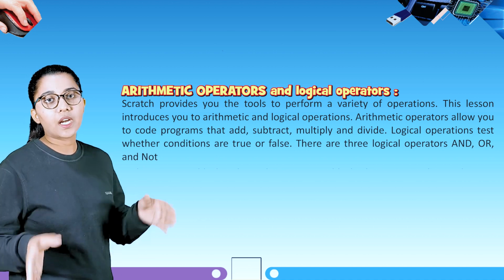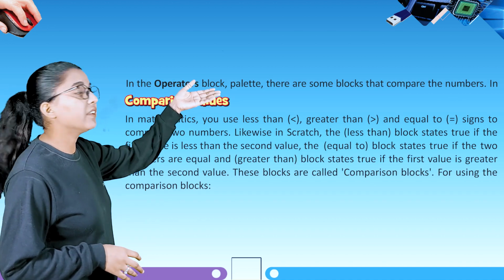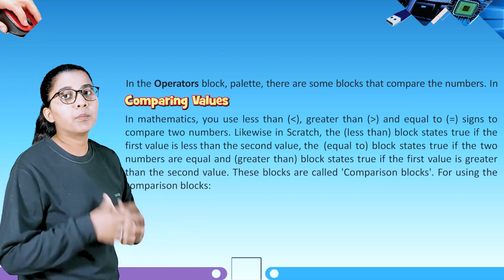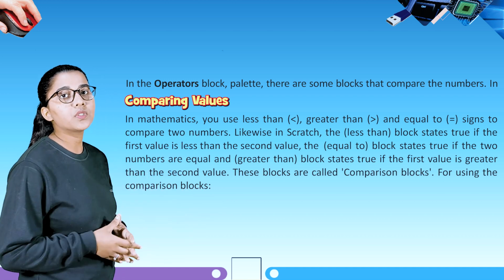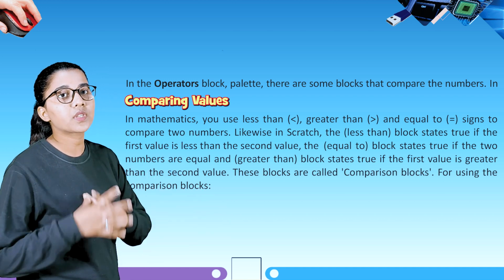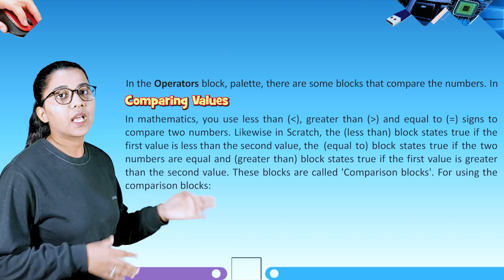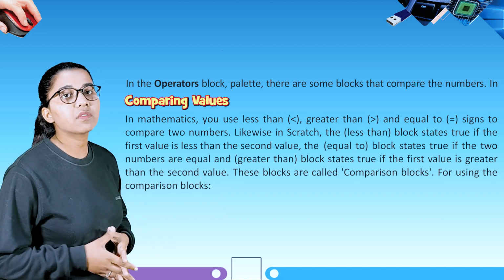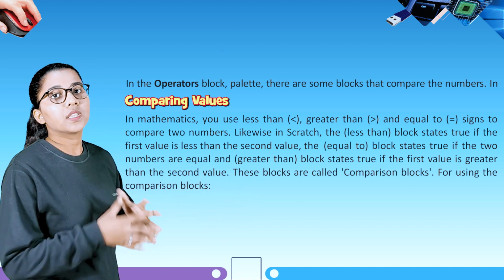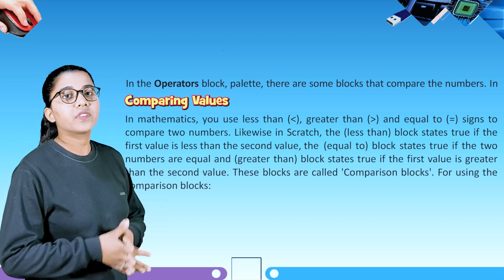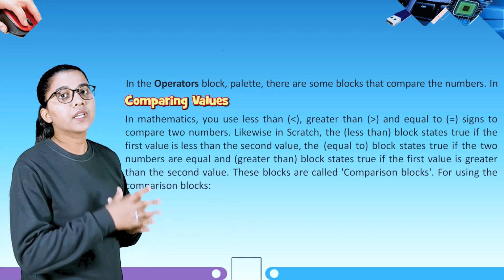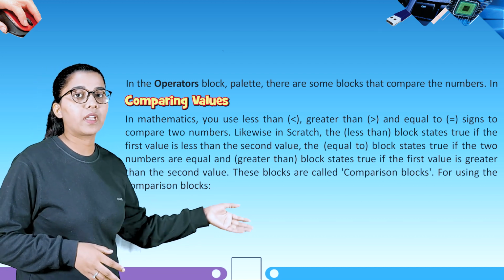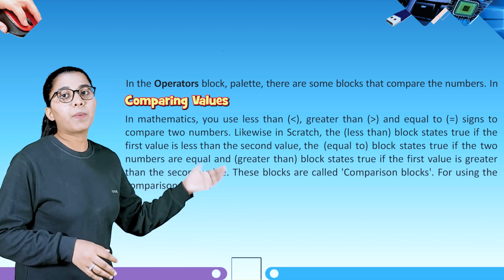So students, let's start our new topic, that is comparing values. In the operators block palette, there are some blocks that compare numbers. In mathematics, you use less than, greater than and equal to signs to compare two numbers. Likewise, in Scratch, the less than block states true if the first value is less than the second value. The equal to block states true if the two numbers are equal. The greater than block states true if the first value is greater than the second value. These blocks are called comparison blocks.